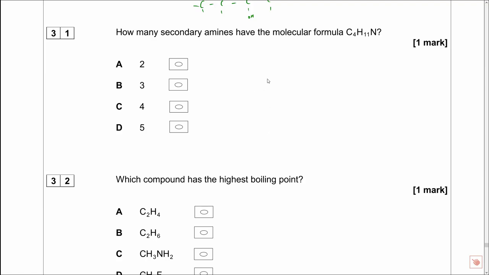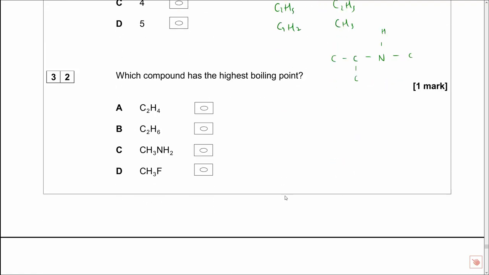31, how many secondary amines have the molecular formula C4H11N? Okay, so we've got C4H11. Finally, after far too much thinking on that one, I realised that you could also have a branch there, so it ends up having to be 3. You could have this weird sort of iso situation there. That took far too long.